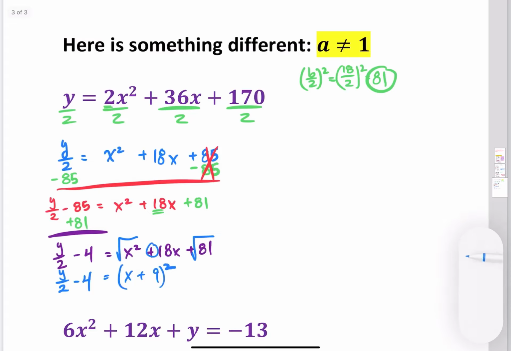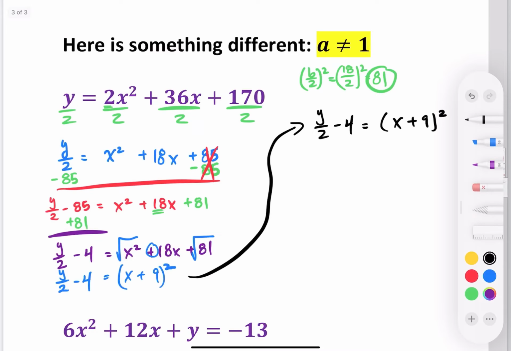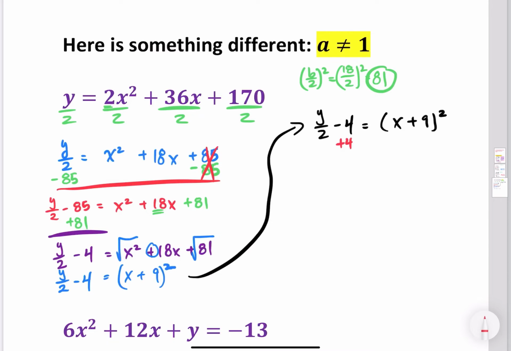Okay, I'm going to go ahead and rewrite that up here because I'm running out of room here. So I'm going to rewrite that. Now we've got y over 2 minus 4 is now equal to x plus 9 squared. Okay, we're getting there. I need to get y by itself. So to get y by itself, I'm going to add 4 on both sides. The 4s on the left will cancel each other out, leaving us with y over 2 is now equal to x plus 9 squared plus 4.